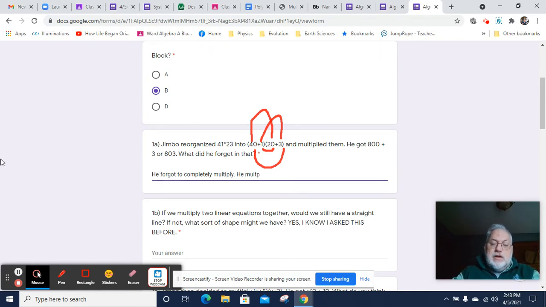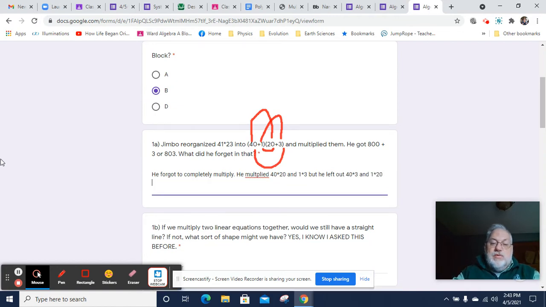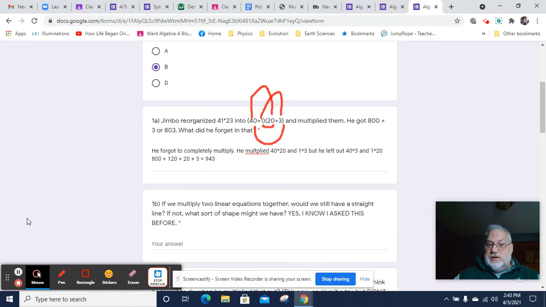He multiplied 40 times 20 and 1 times 3, but he left out 40 times 3. Let me write that in there. It should be 40 times 3 and 1 times 20. And so if he did all of that, he would have ended up with 800 plus 120 plus 20 plus 3, which ends up being 943. And that's what he should have gotten. So he left 140 on the table.